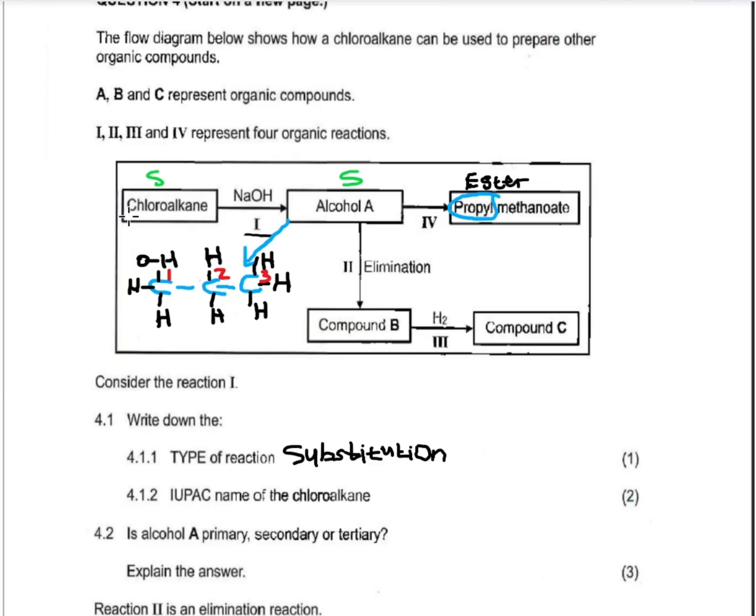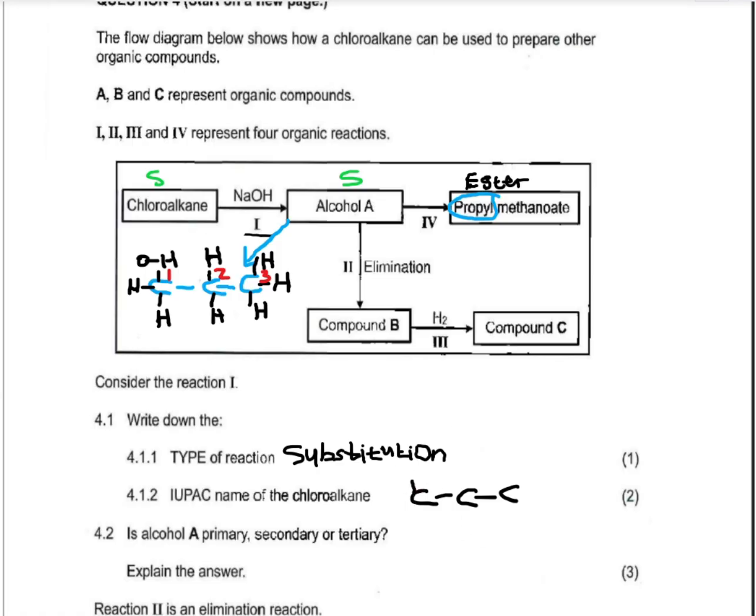So it means the chloroalkane will also have 3 carbon atoms. Let me draw the structure of that chloroalkane in question 4.1.2. It has 3 carbon atoms, and since the OH is on the first carbon, that chlorine atom is also going to be on the first carbon.